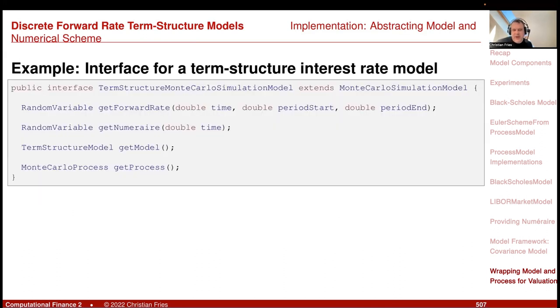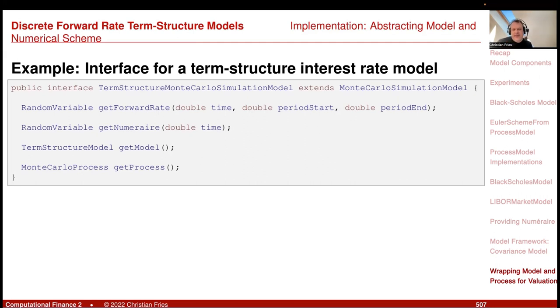So this is how my interface looks like, the interface that I would like to have. Maybe I could also allow for interpolations already on the forward rates and the numeraires. So then these are not time indices. It could be really times. So that would be a nice interface for the product valuation. I can ask the product, give me the forward rate, give me the numeraire, and it can value all kinds of interest rate products.